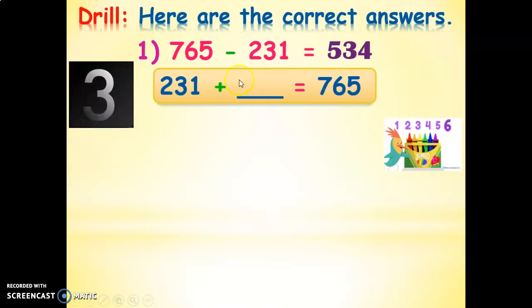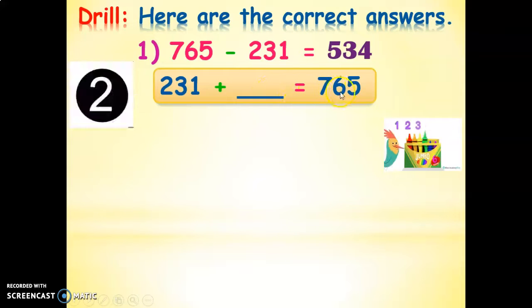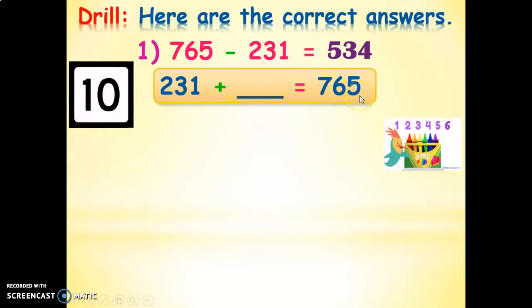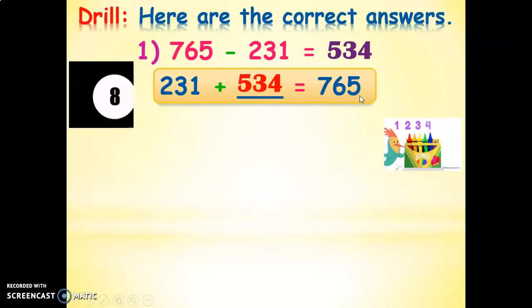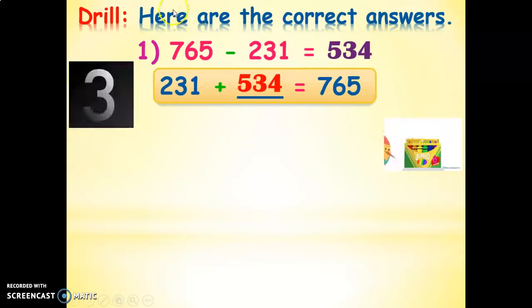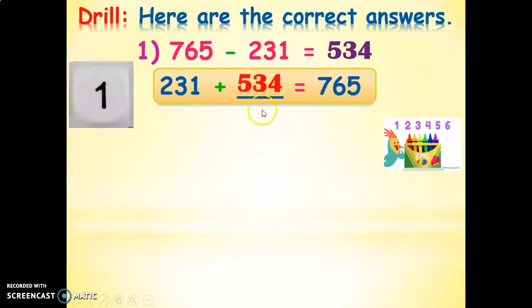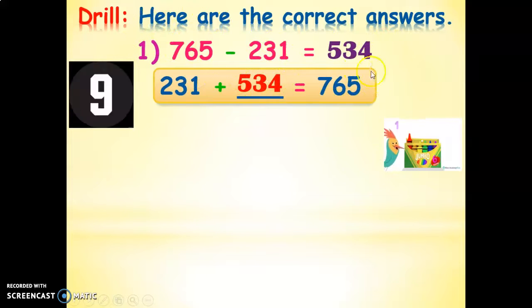So we have 231 plus which number equals 765. The answer is 534. We got this from the same equation that you are given here. So you just have to fill in with the missing number from this same equation.